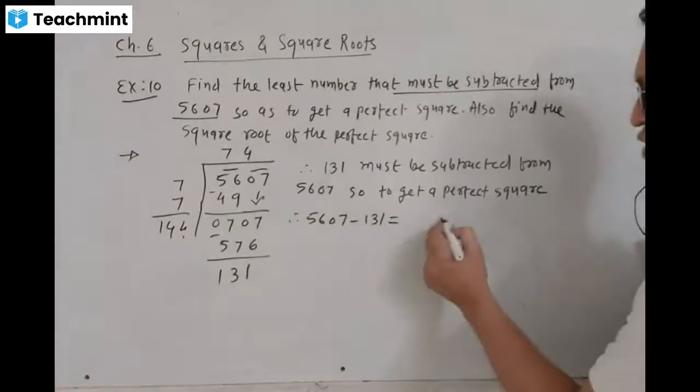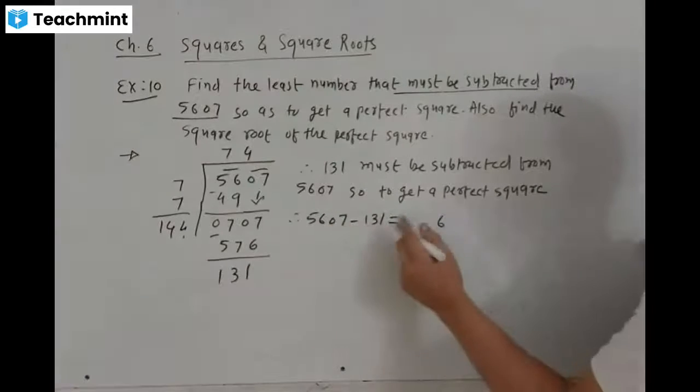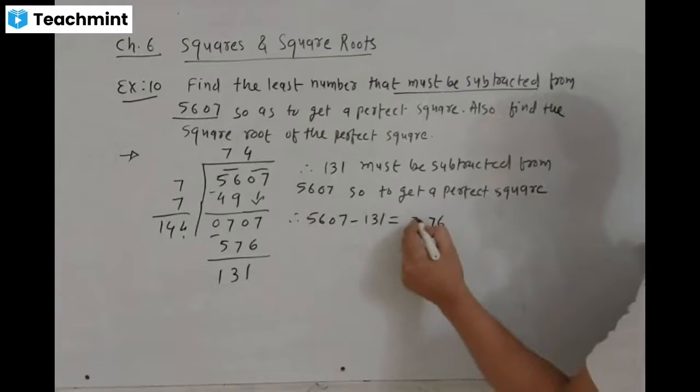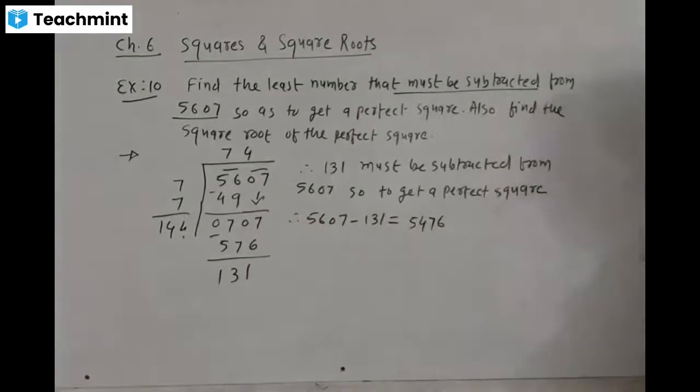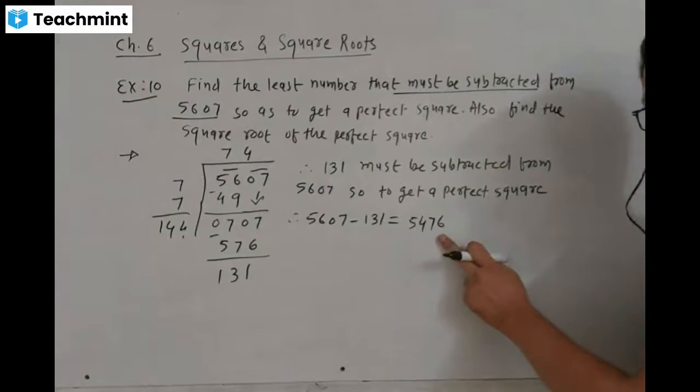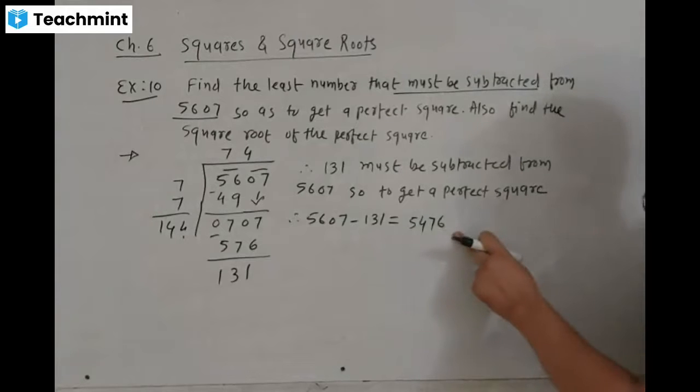7 minus 1, 6. 10 minus 3, 7. And 55 minus 1, 54. Okay, 55 minus 1, that is 54. Therefore the number is 5476. The number is 5476.